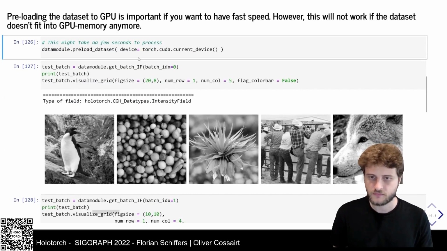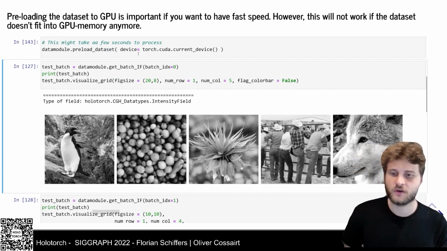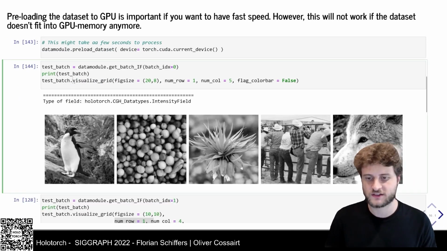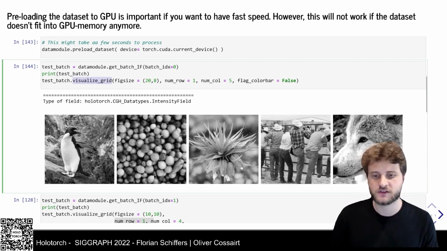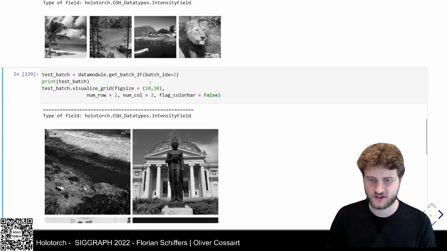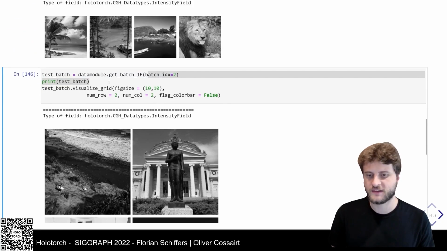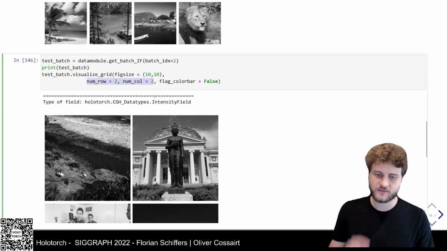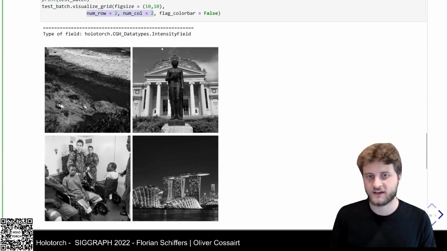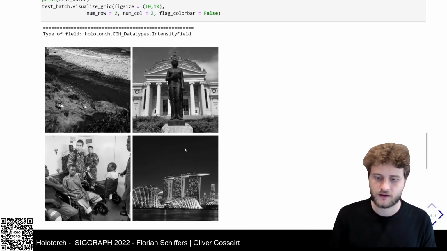We can preload this data module to our GPU, and then we can visualize that by calling the visualize grid method of the electric field component, intensity field components, and we can look at the images of the different batches here. So there's this num row and num column so that you can look at more complicated figures, or you can use more complicated visualization methods.